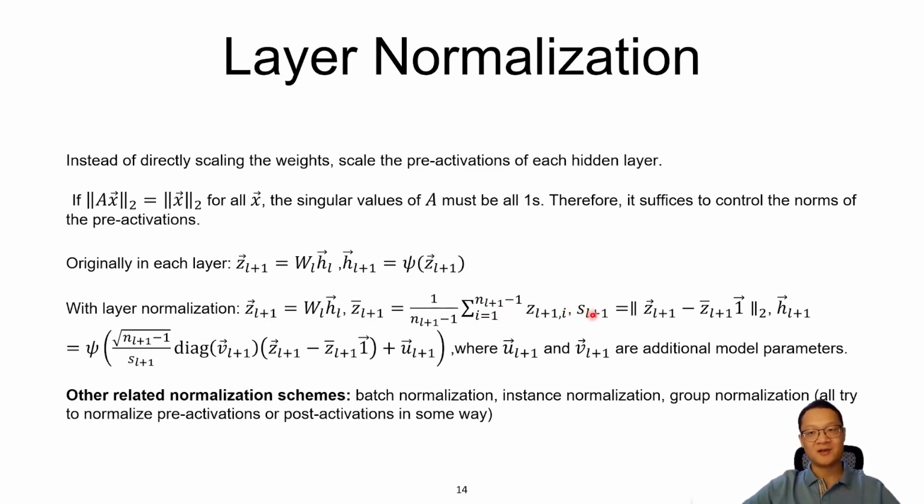We're also going to compute the variance of all the components of Z. That is written as Z_{L+1}, the vector, minus Z bar, which is a number, times a vector of ones. Basically, every element of Z_{L+1} will have Z bar subtracted. And then we take the two norm of that. So S_{L+1} is how much deviation we have, on average, from each element of Z_{L+1} to the average. Now that we have computed Z bar, the mean, and S, the variance, we can compute H_{L+1}, which is Psi applied to this whole thing.